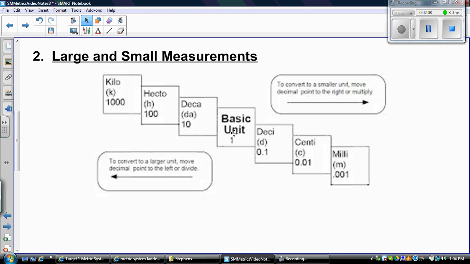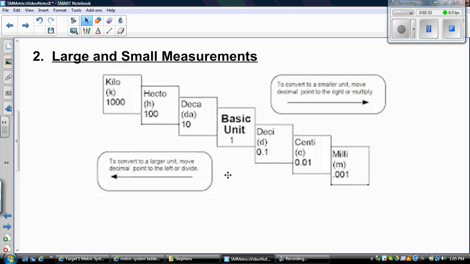The metric system is also very easy to use. If you notice, it's based on powers of 10. Deca is 10 times bigger than the base units. Hecto is 100 times bigger than the base units. Kilo is 1,000 times bigger than the base units. Deci is 1/10 of the base unit. Centi is 1/100 of the base unit. And milli is 1,000 times smaller than our base units.